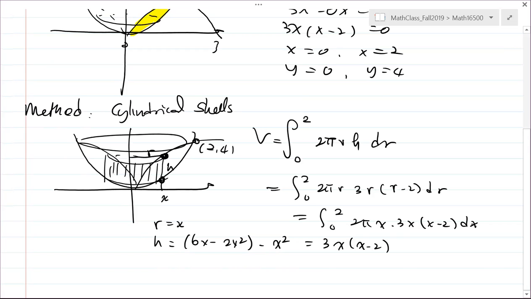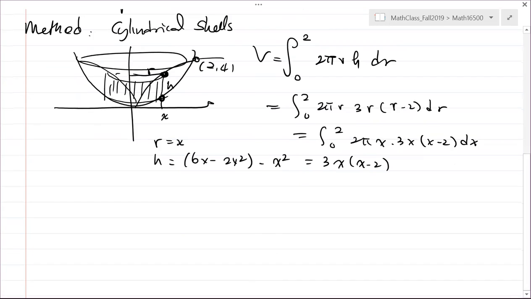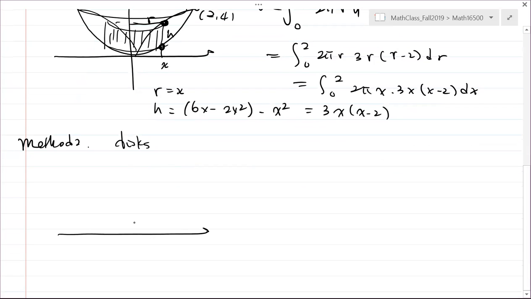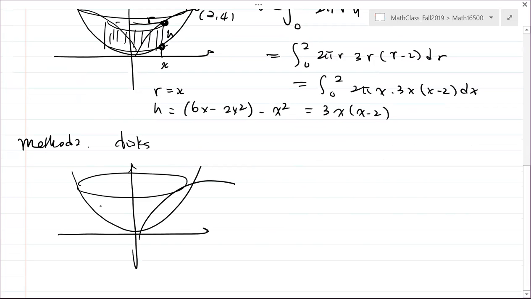Okay, because I equals x, no difference. All right. Then, second method. Second method, use disks. Okay, this is still a parabola, and this is another parabola, and we rotate about the y-axis.